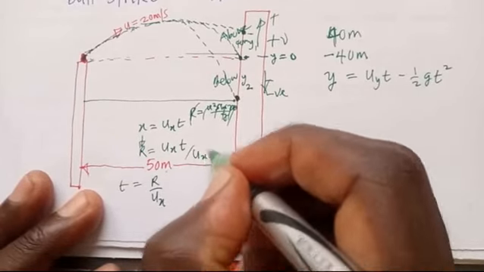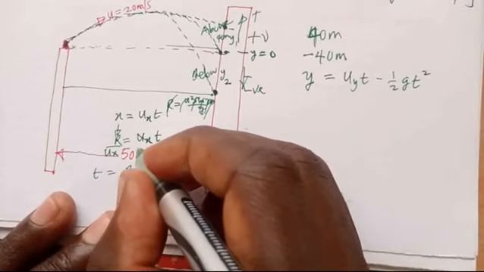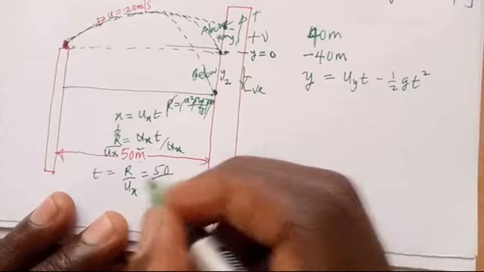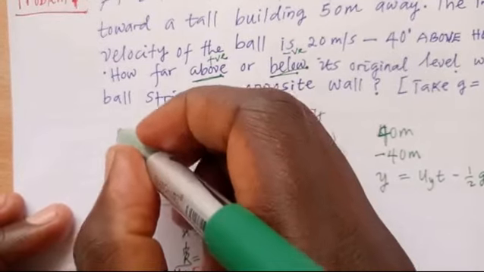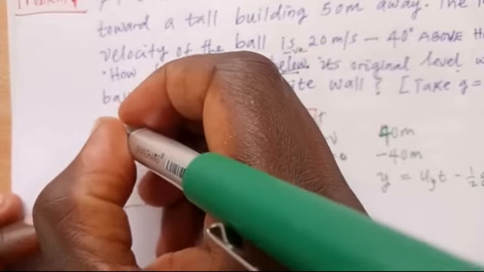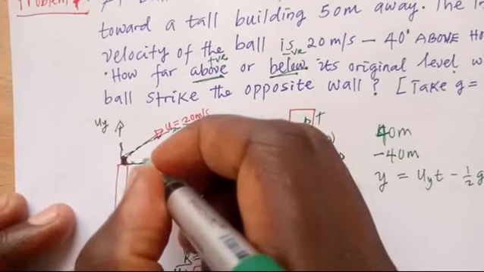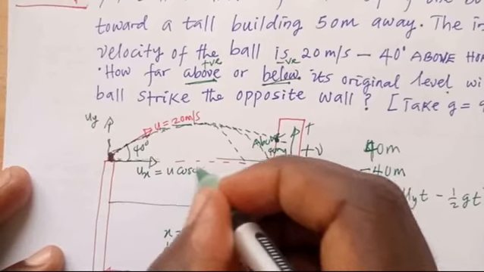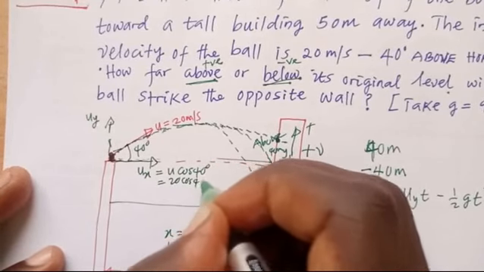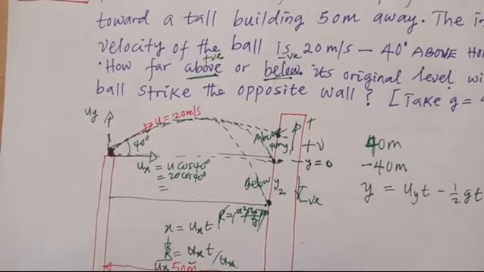I will divide both sides by u sub x, u sub x cancels u sub x, so my t is R over u sub x, and my R is this 50, so this is 50 divided by u sub x. So what is my u sub x? I go back to this diagram. I have here u sub y, and I have here u sub x, and my u sub x is u cos theta, the angle it makes with the horizontal, 40 degrees. This is 20 cos 40 degrees, so I can place it directly.